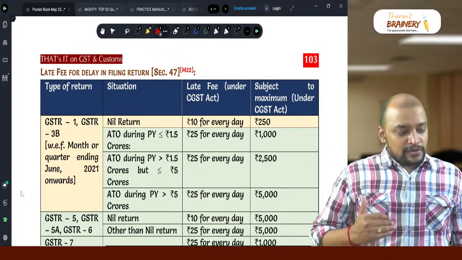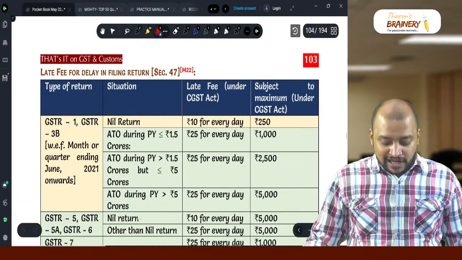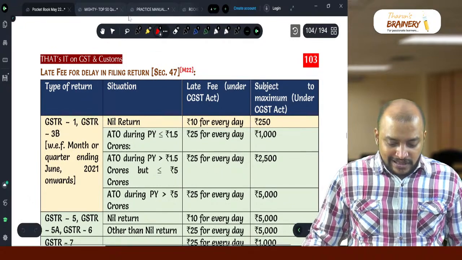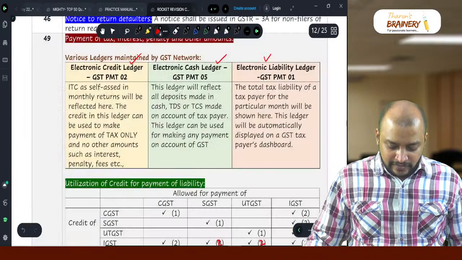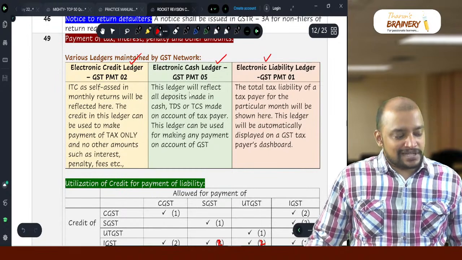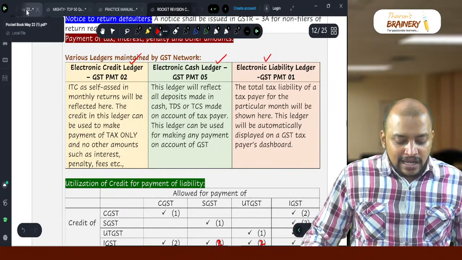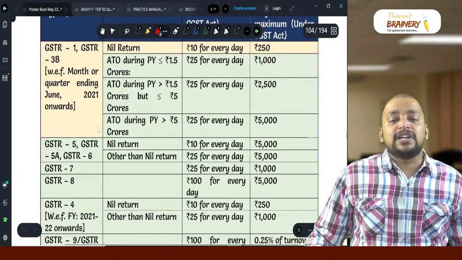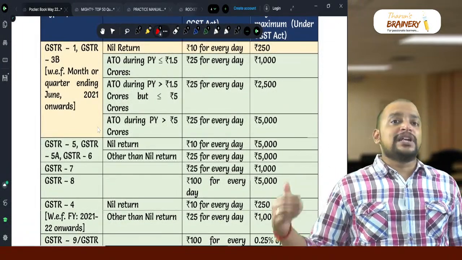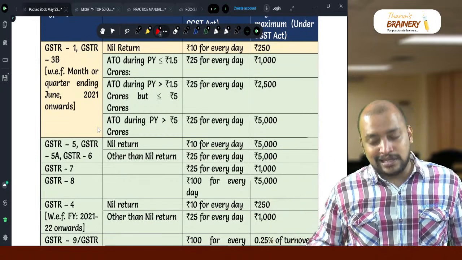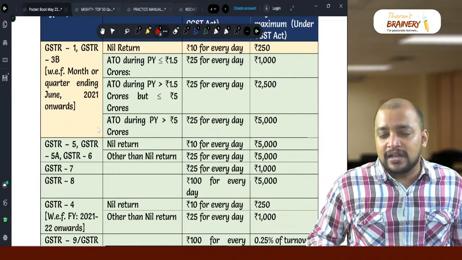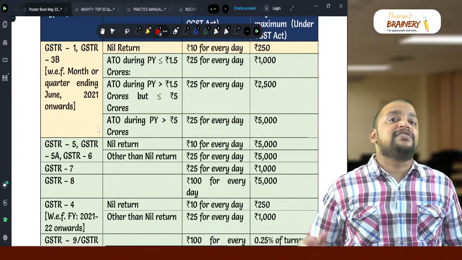Done. Now look into this PMT5 for cash ledger. Cash ledger is PMT5. PMT3 is the refund order. Whenever we have paid excess payment of tax, to credit that amount back to the cash ledger, they will pass an order, a refund order, that is PMT3. PMT4 is communication of discrepancies.